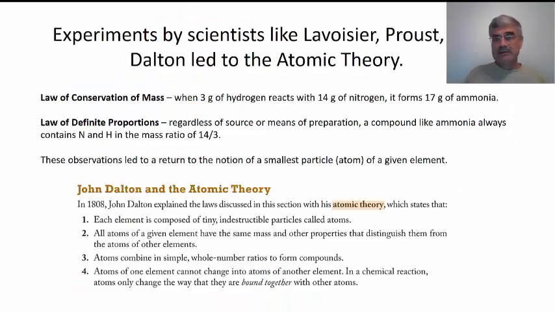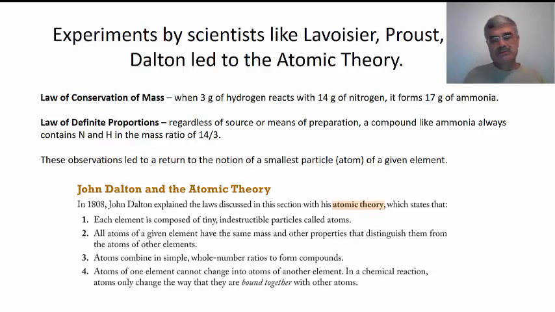We said in the first video lesson that ancient Greeks, Leucippus and Democritus, had a concept of an atom, but then it was kind of lost for a couple thousand years. But then experiments by scientists including Lavoisier, Proust, and Dalton led to what is called the atomic theory, and we usually refer to this as Dalton's atomic theory.